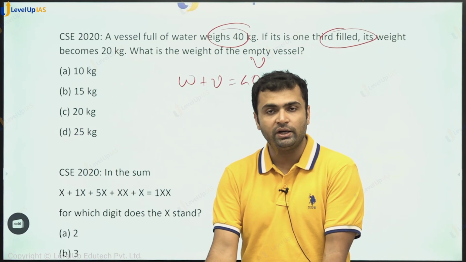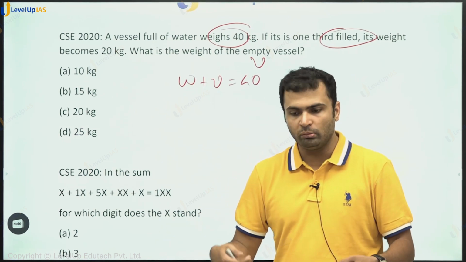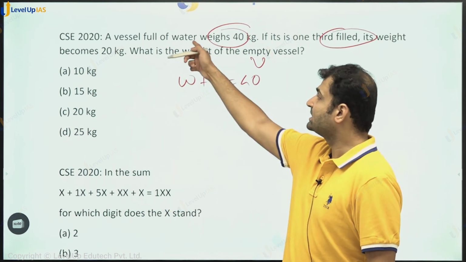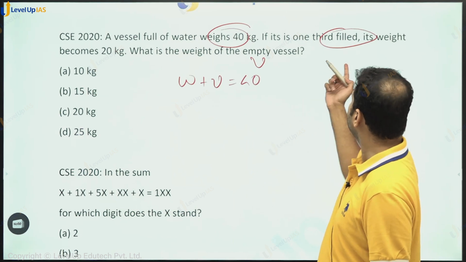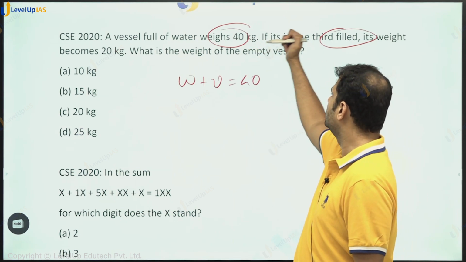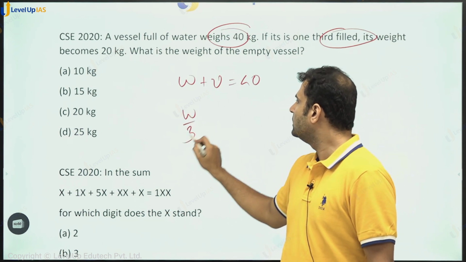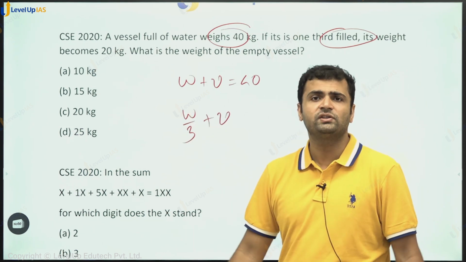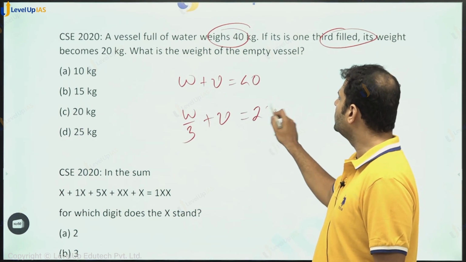उसमें से जो पानी का वेट है प्लस जो पतीले का वेट है, जो वेसल का वेट है, दोनों मिलाके 40 kg है. वेसल फुल ऑफ वाटर मतलब वाटर का भी वेट है, वेसल का भी वेट. सेकंड इक्वेशन, इफ इट इज 1/3 फिल्ड, अगर वो 1/3 फिल्ड है तो पानी का वेट 1/3 हो जाएगा, बट वेसल का वेट तो उतना ही रहेगा ना. वेसल का तो वेट उतना ही है. It is 20. Two equations, two unknowns.